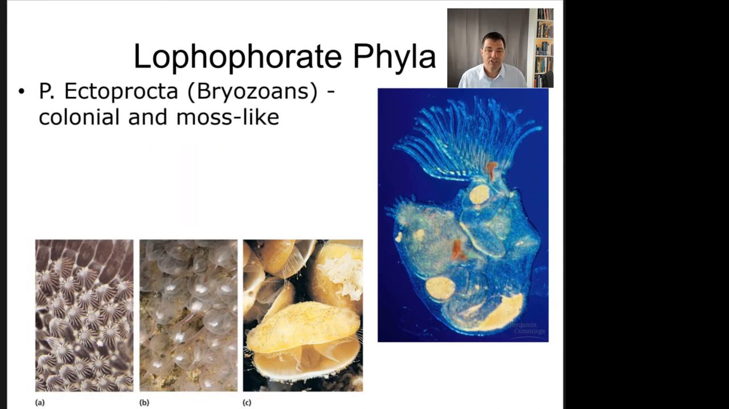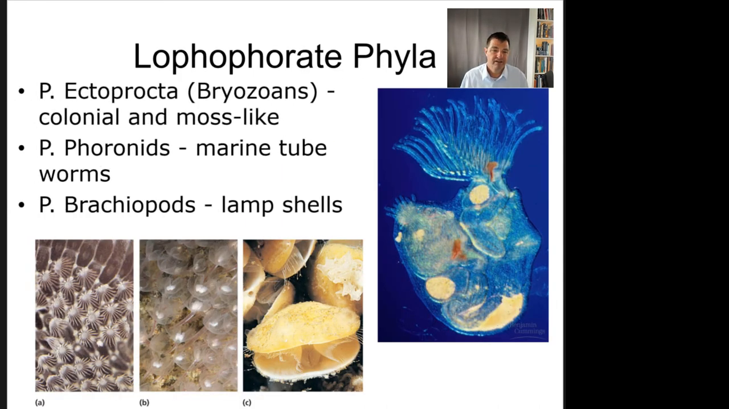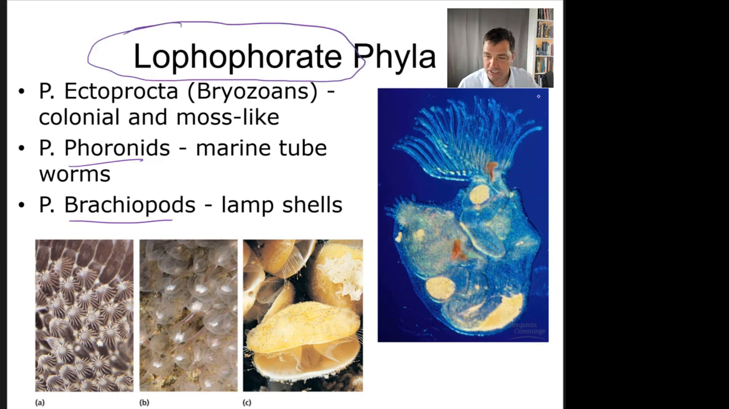Okay. Now, the next group are called the lophophorate phyla. There are several groups in the lophophorate phyla: the ectoprocta, the phoronids, and the brachiopods. The lophophorate phyla have in common this structure called the lophophore, which is these feeding tentacles here. There are three different groups of them. These are the lamp shells down here. These are the phoronids, and these are the ectoprocts.